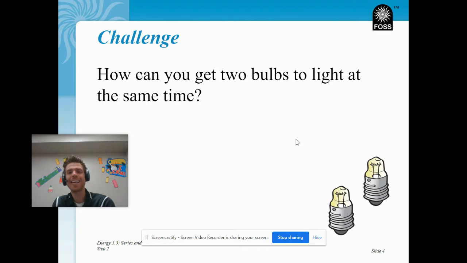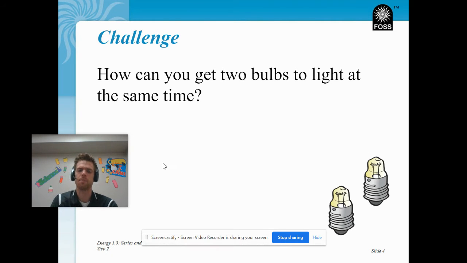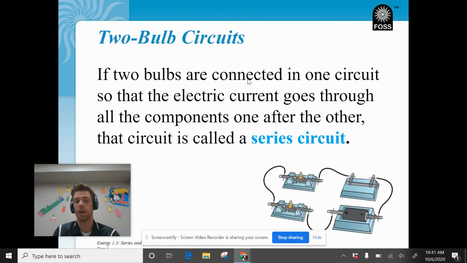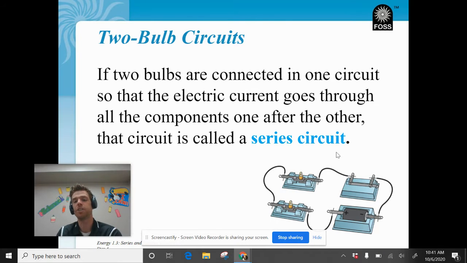How can we get two light bulbs to light at the same time? That's a great question. So how could I get two lights to light up at the same time? If two light bulbs are connected to one circuit, so here's a light bulb and here's a light bulb, so that the electric current goes through all components one after another, that circuit is called a series.